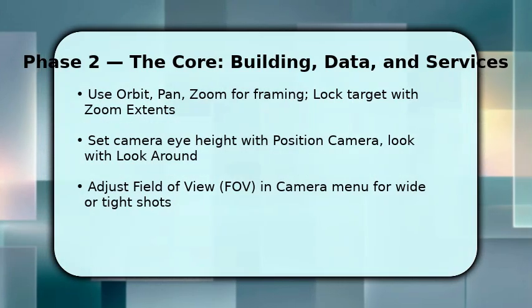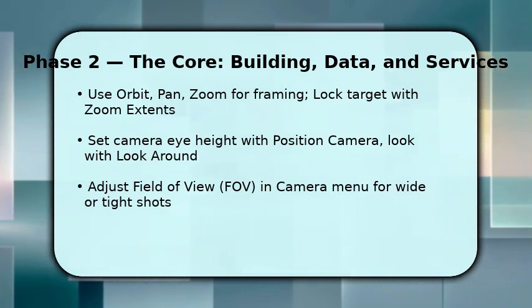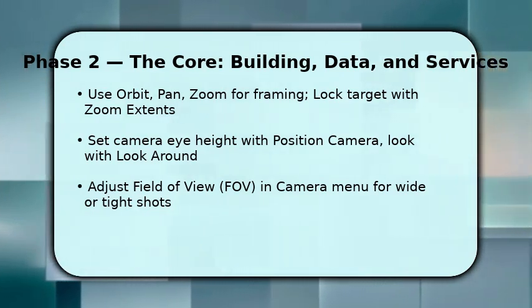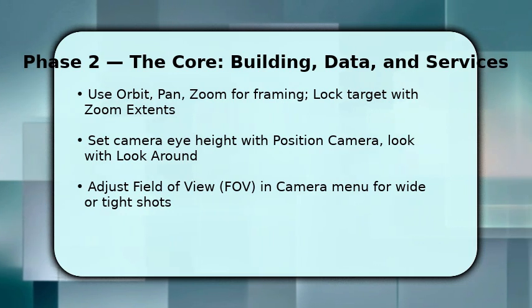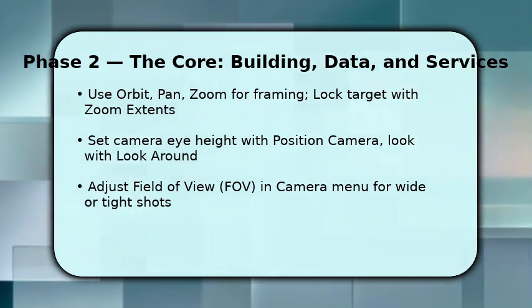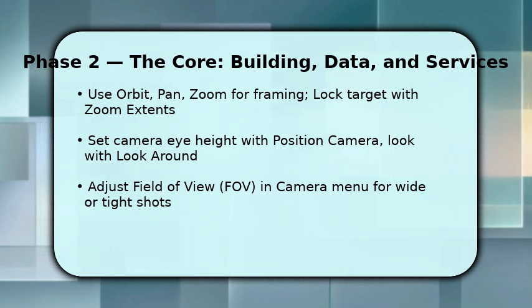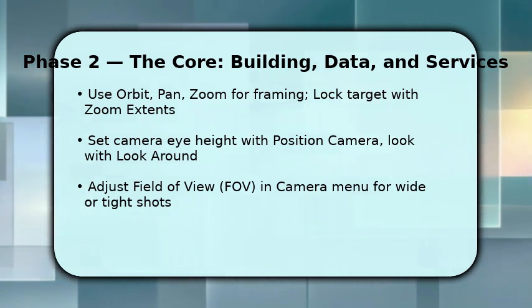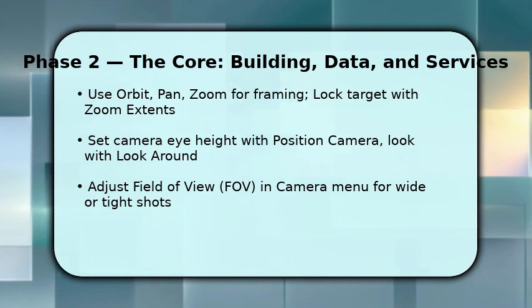Now you compose the shot using orbit to rotate, pan to shift, and zoom to tighten the frame. Use zoom extents to recenter the model when needed. Position camera sets eye height for human scale perspectives, and look around refines direction without moving the camera location. Use these together for accurate scenes.